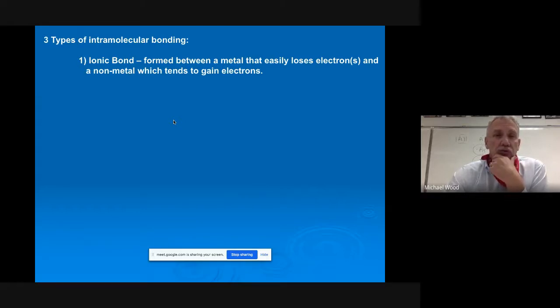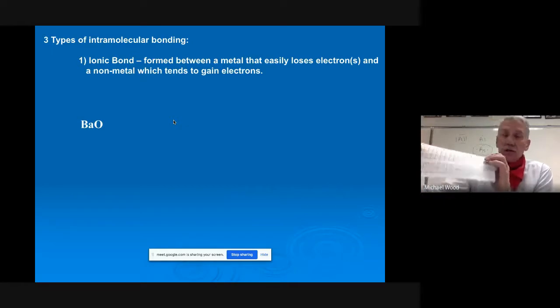So here are these cool little diagrams I got. So Ba and O. If you went to the periodic table, barium is way over here. It's a metal, and oxygen's a non-metal, so that's ionic bonding. And this is what happens in terms of the electrons.